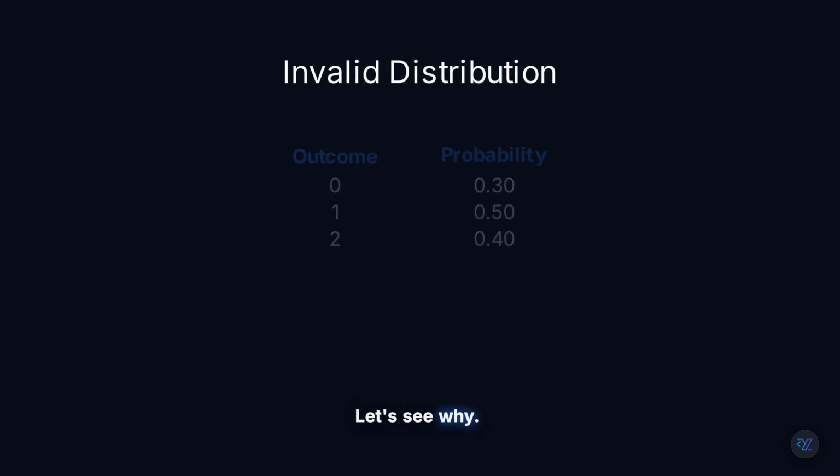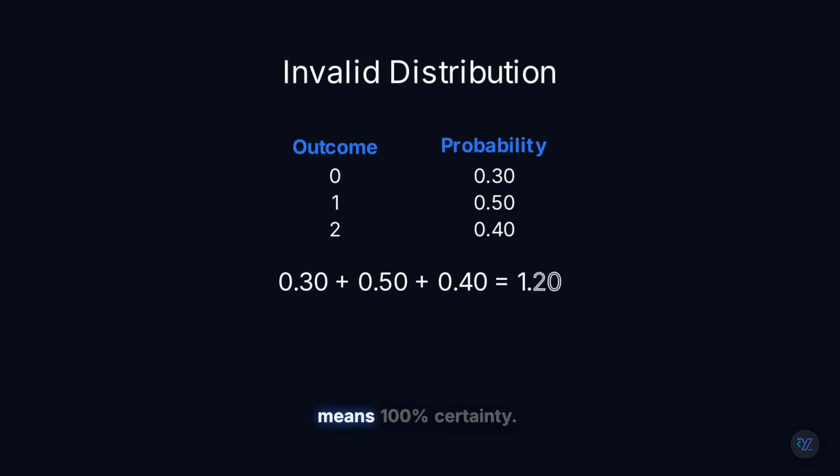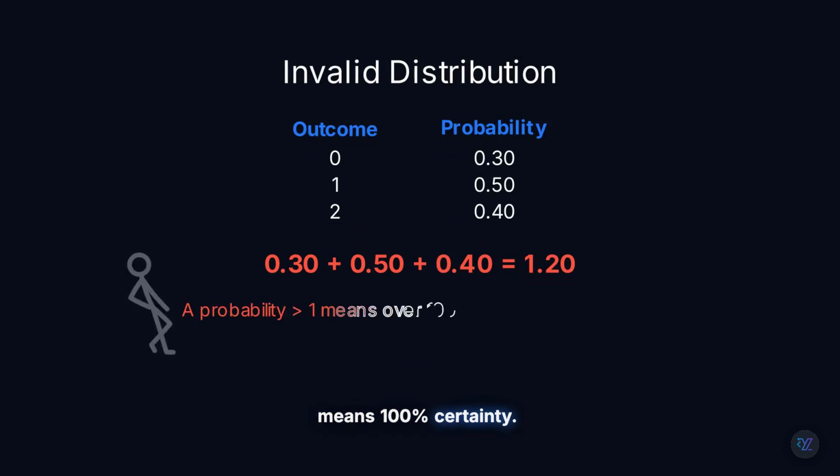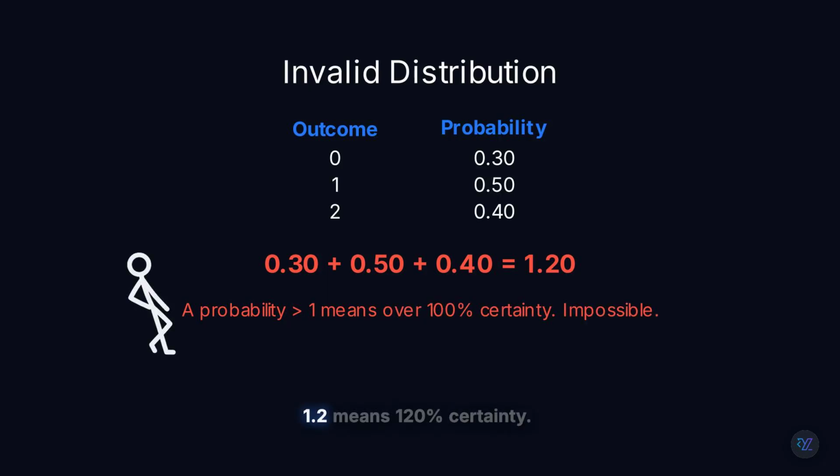Let's see why. A probability of 1 already means 100% certainty. So a total probability of 1.2 means 120% certainty. That's impossible. So this cannot be a probability distribution.